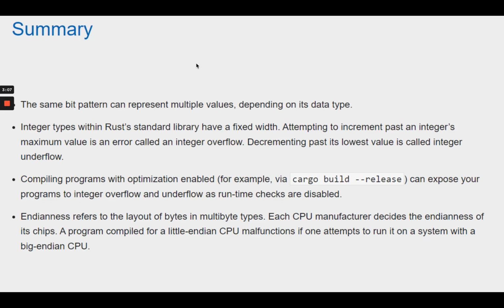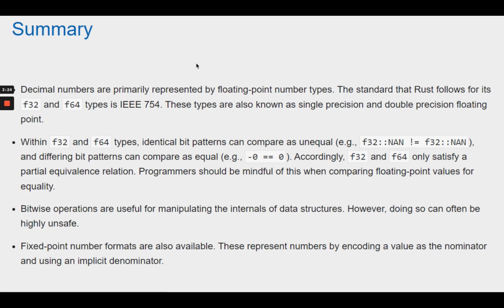Endianness refers to the layout of bytes in multi-byte types. Each CPU manufacturer decides the endianness of its chips. A program compiled for a little endian CPU malfunctions if one attempts to run it on a system with a big endian CPU. Decimal numbers are primarily represented by floating point number types. The standard that Rust follows for its f32 and f64 types is IEEE 754. These types are also known as single precision and double precision floating point.